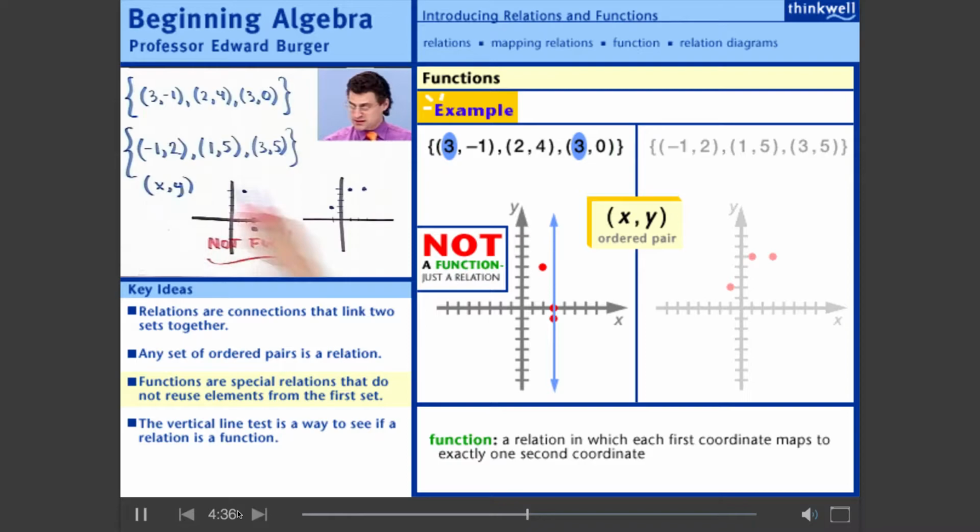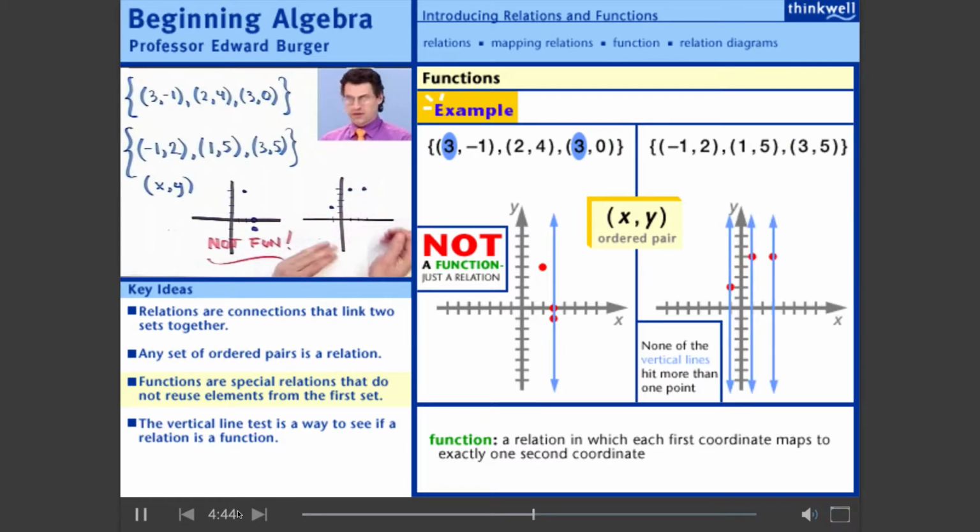What about this? Well, here I see that for every point, there is no other point that's on the same vertical line as the other ones. Oh my goodness, that pen almost flew out of my hands. So therefore, this is a function. So this is a function. This one is a function.